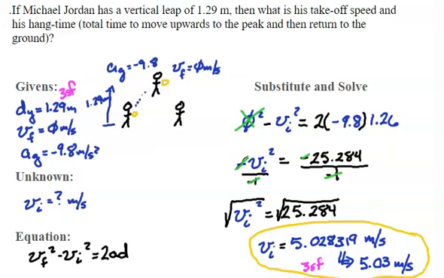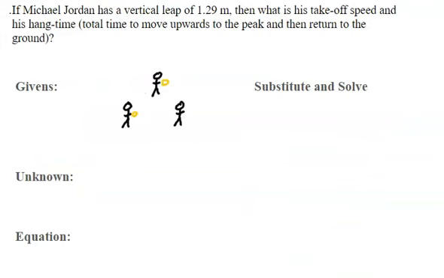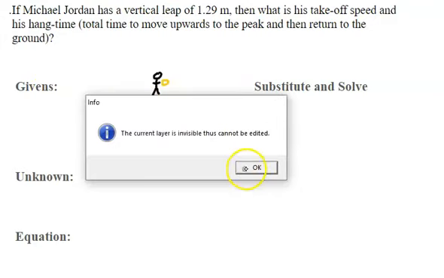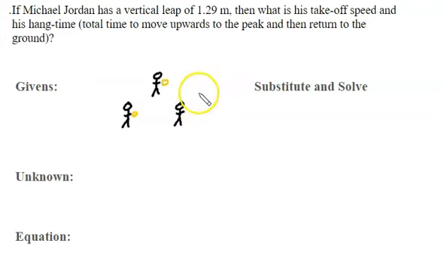But now there's a second question as well: how much time does it take him to fly? Here's Michael Jordan, and in this case I'm going to figure out how much time it takes him to go from the very top down to the bottom. If that is the case, I know that he moves negative 1.26 meters, and it's negative because he's traveling down.